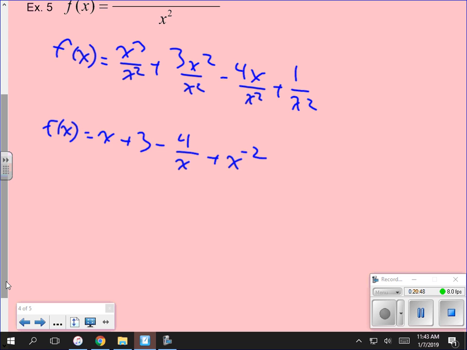Okay, so your first step is to rewrite the problem. Simplify each one. First one you get x, second one you get 3, next one you get 4 over x. Notice I didn't write 4x to the negative 1. Okay. Minus x to the negative 2. There's a reason I wrote those last two the way I wrote them. Now, doing the antiderivatives.